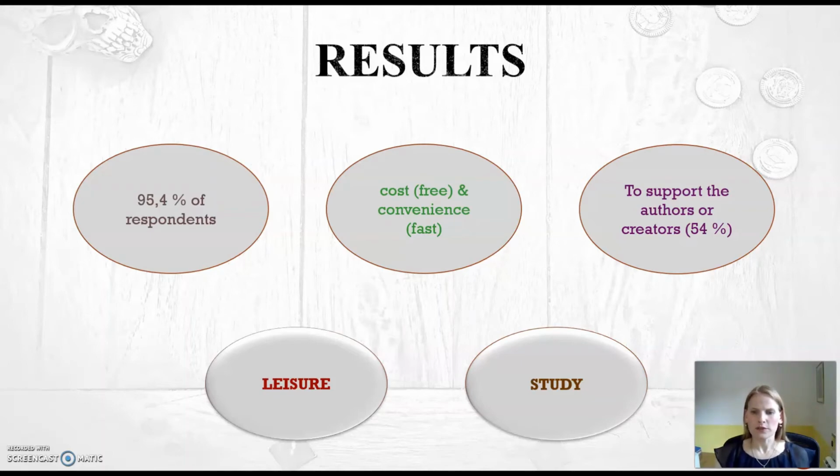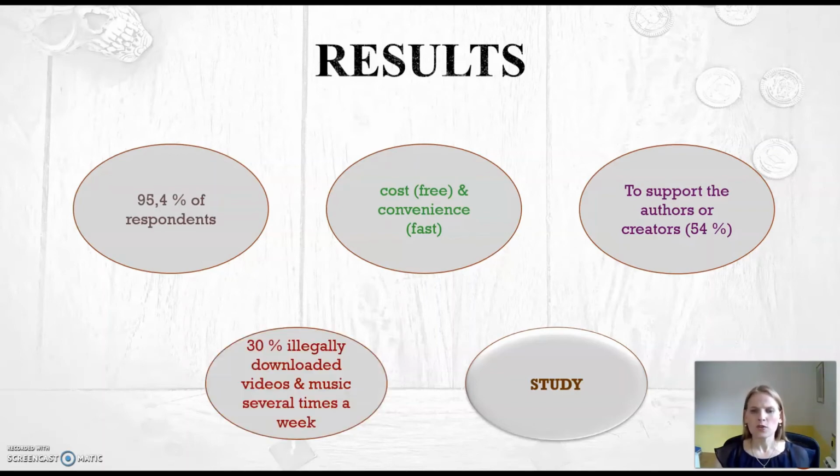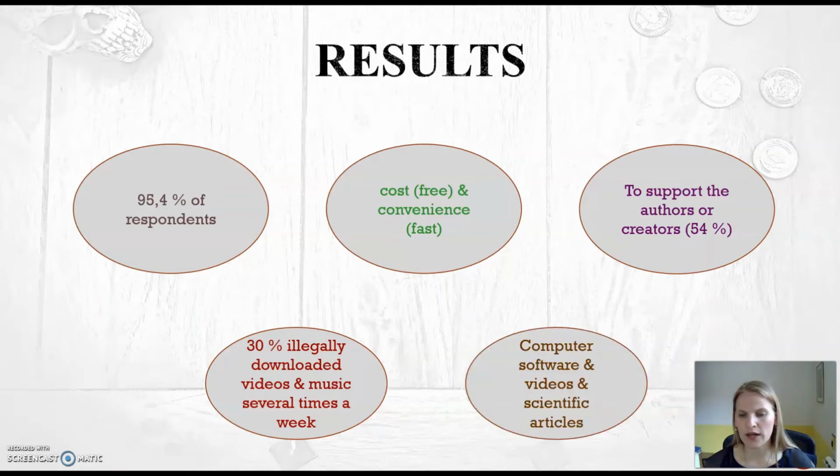We also found that there are differences in students' behavior when downloading digital content for leisure and study. For leisure, most respondents downloaded video content for music, 30% of them even several times a week. For their study purposes, students reported that they have mostly illegally downloaded software, video contents, and scientific papers.